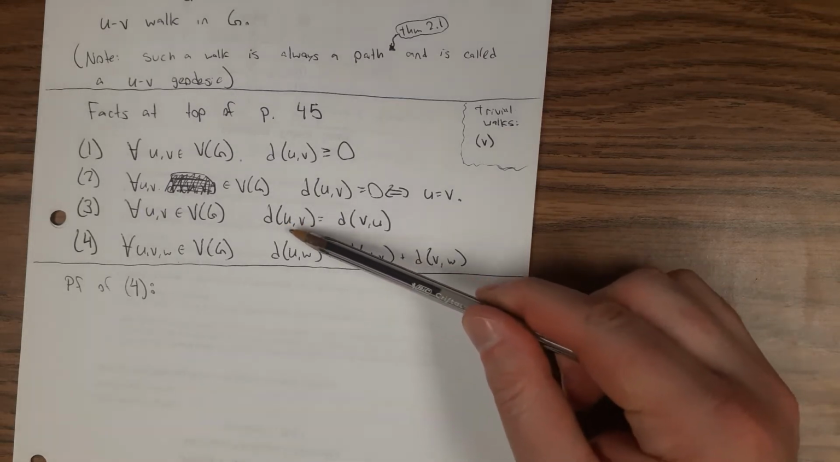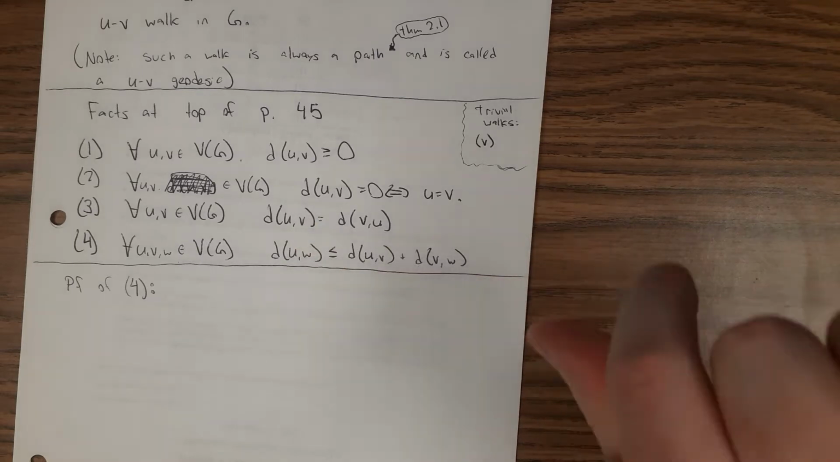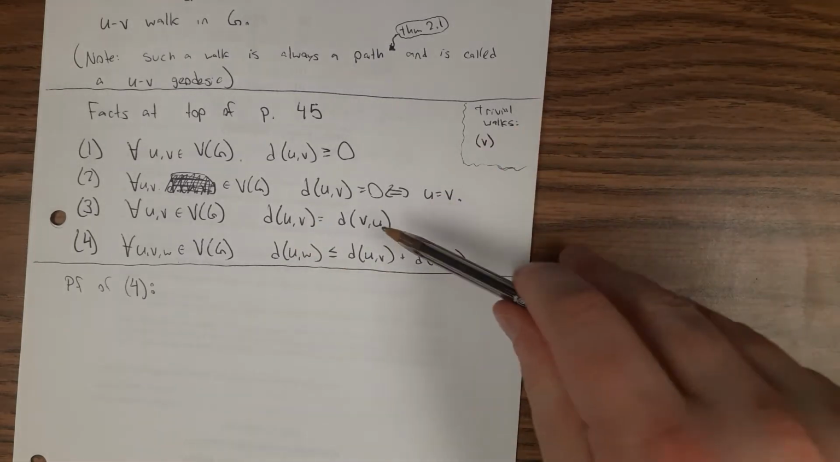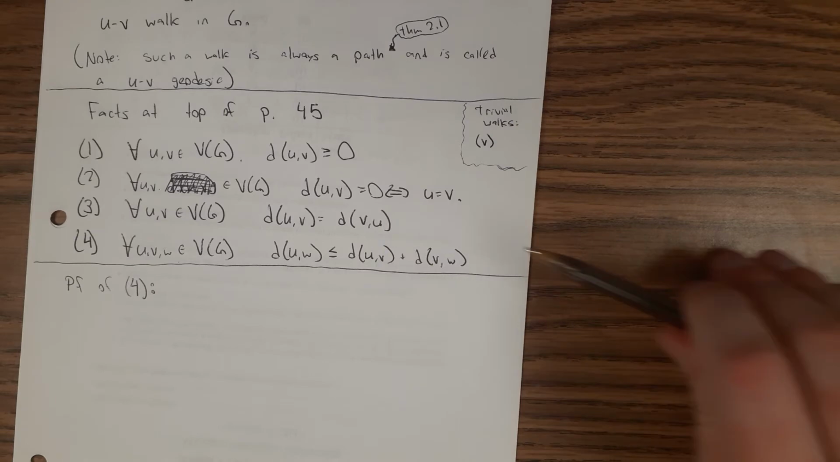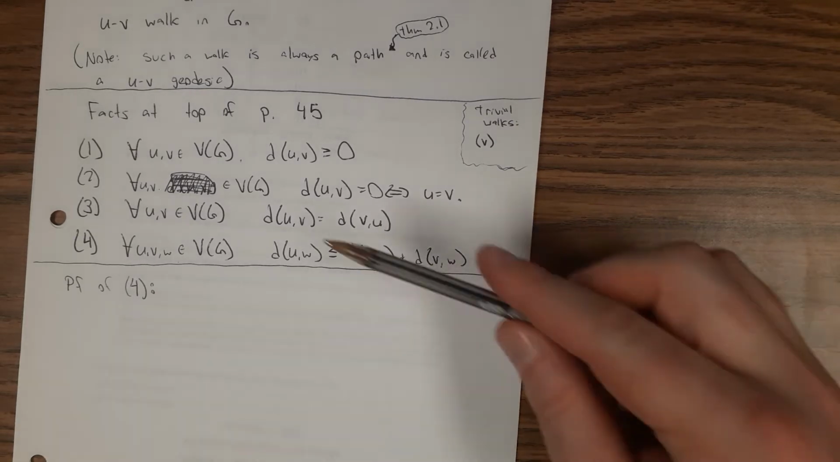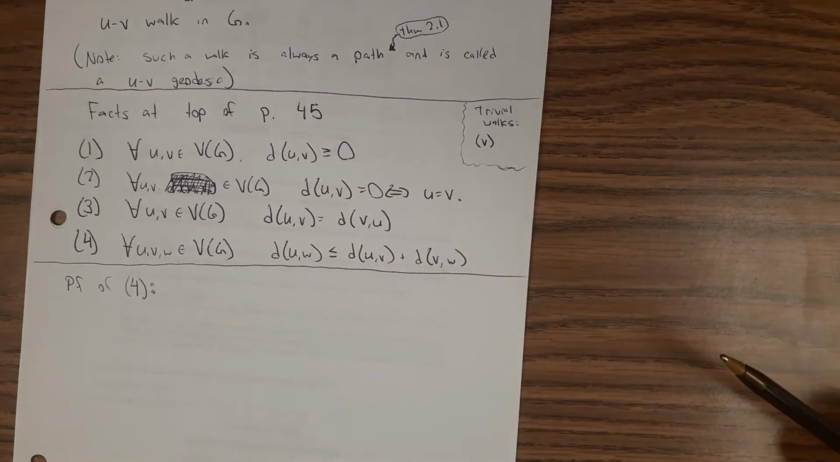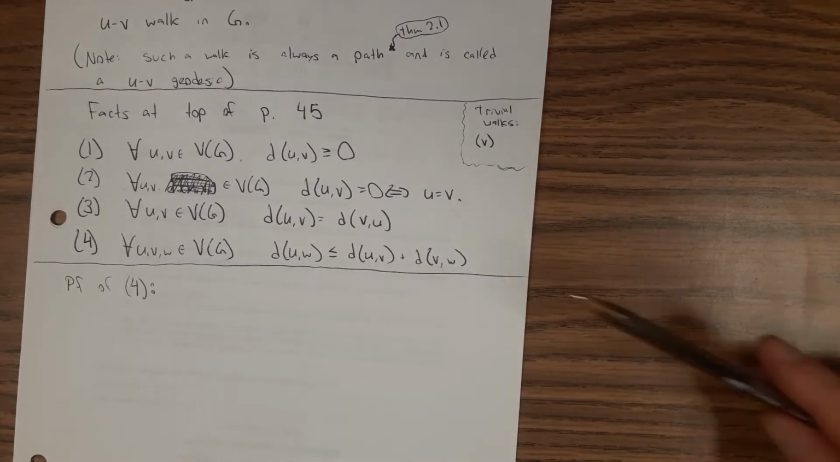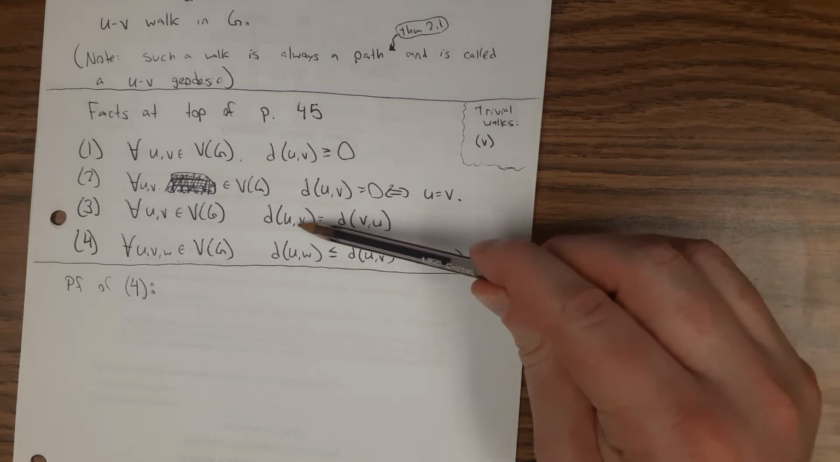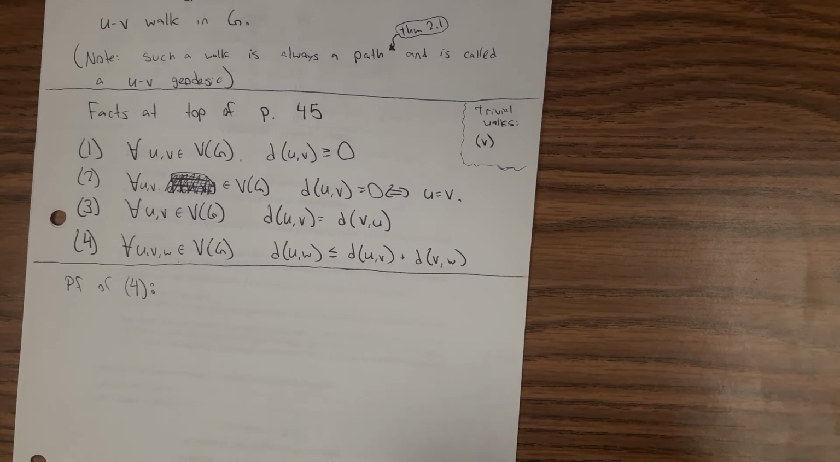So if you give me any walk from u to v of any particular length, I can just write that walk backwards, and that'll give me a walk from v to u of the same length. So whatever the shortest length is from u to v, that would be the same as the shortest length from v to u. So that's why this is true. It's because you can always write the sequence of vertices in a walk backwards.